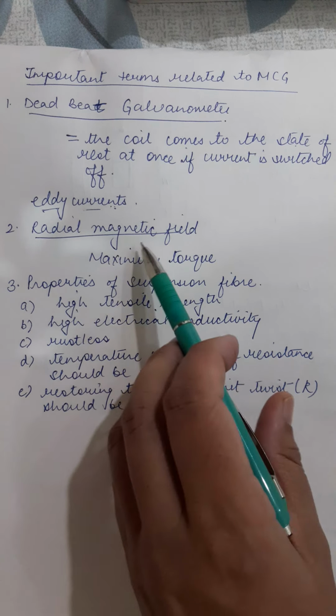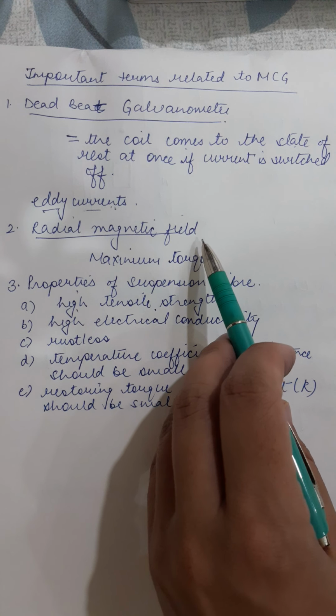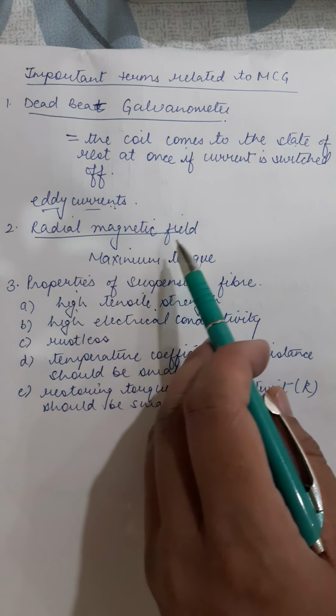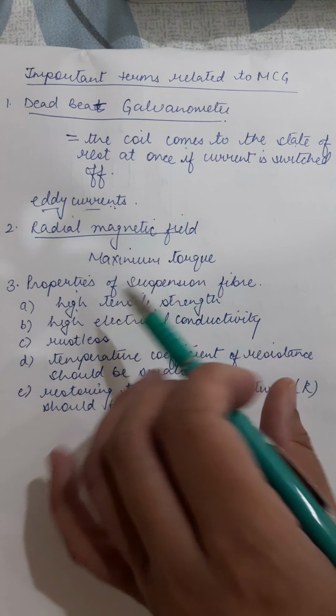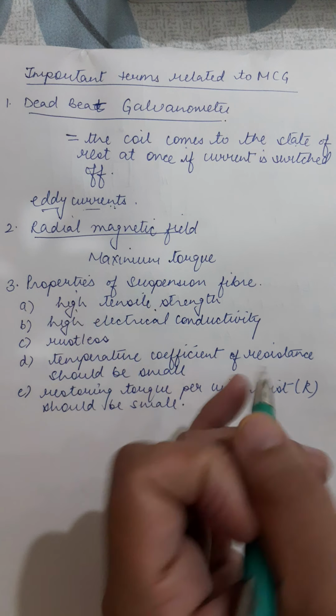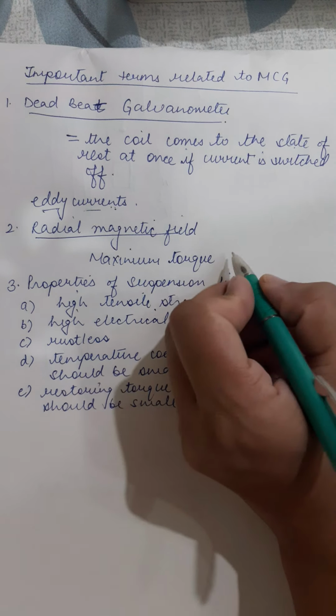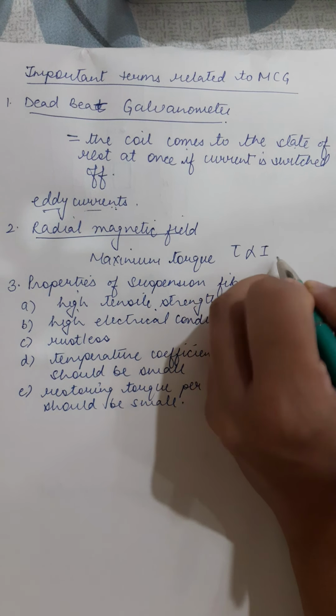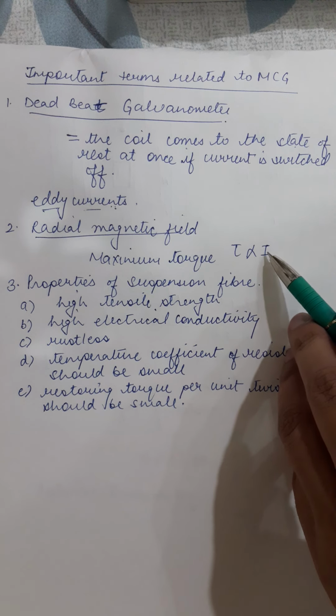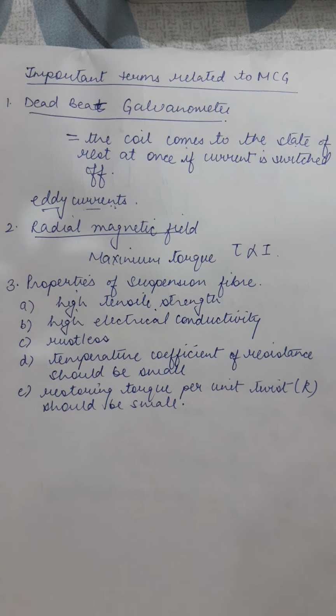And the next one is the radial magnetic field. This we have already discussed in detail, that a radial magnetic field results in the maximum torque experienced by the coil, and that torque will be directly proportional to the current. So whatever amount of current you are passing, the more the current, the more will be the torque acting on it.